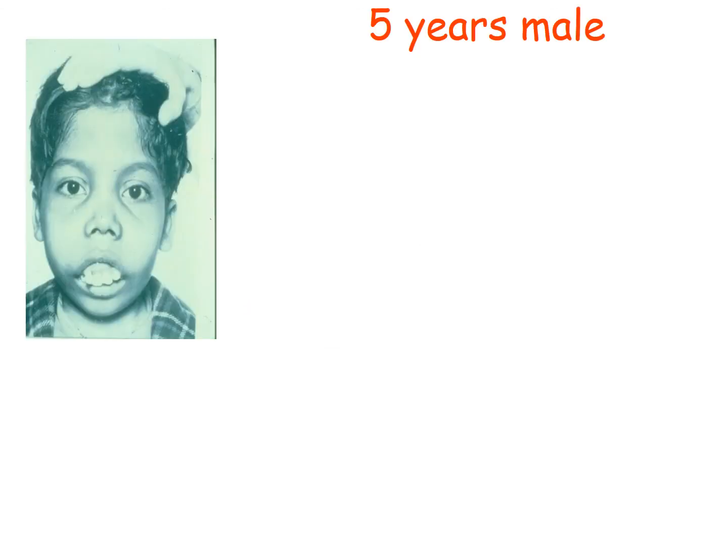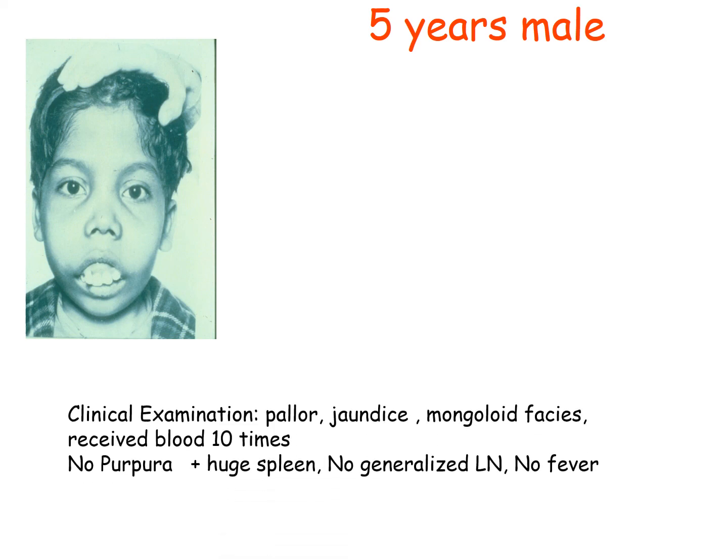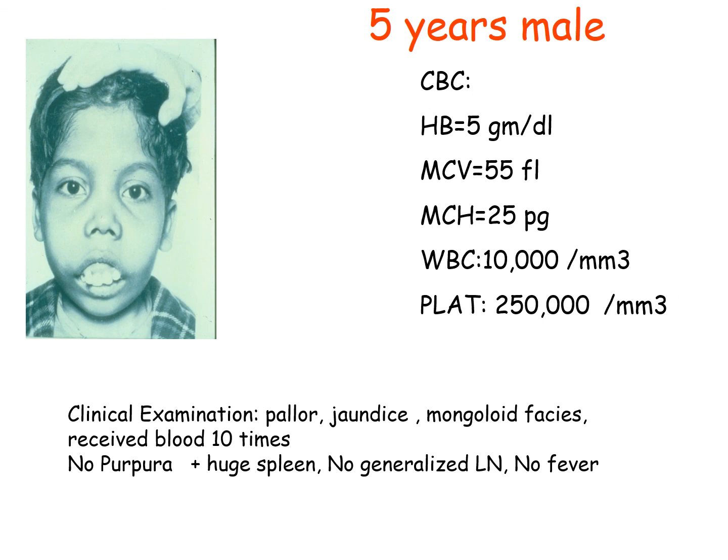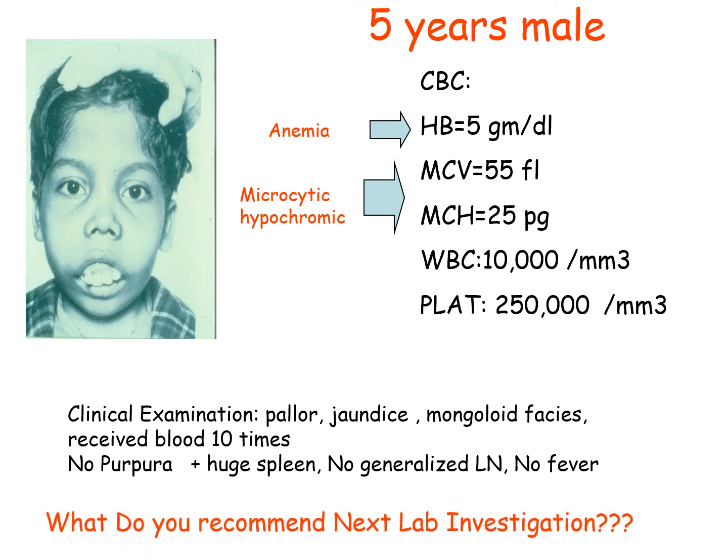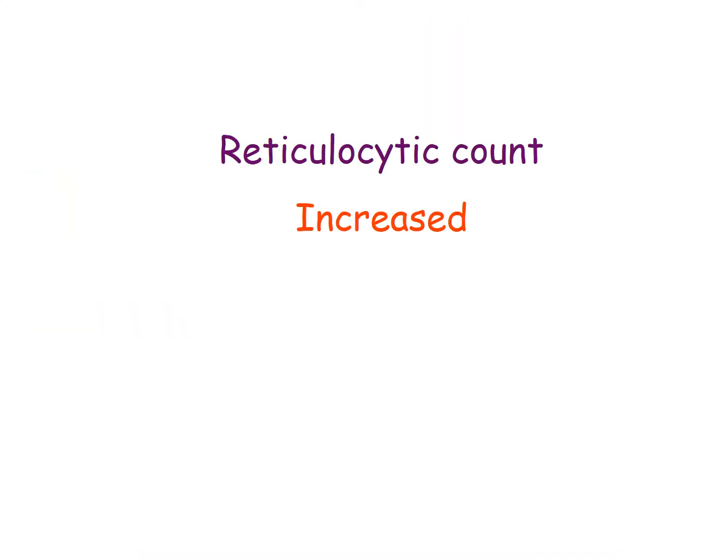What about cases? Suppose that a child who is 5 years old, male, presents with pallor, jaundice, mongoloid facies, receiving blood 10 times, no purpura, but has a huge spleen, no generalized lymph nodes, or fever. The CBC shows, of course, anemia, which is severe microcytic hypochromic. So what to do next? I think that we have to do a reticulocyte count next, because it will be increased. And if increased, we have to think of thalassemia.